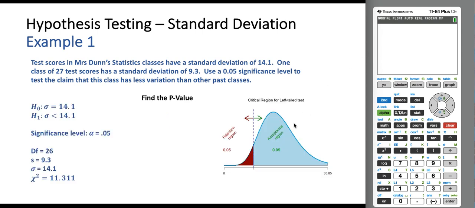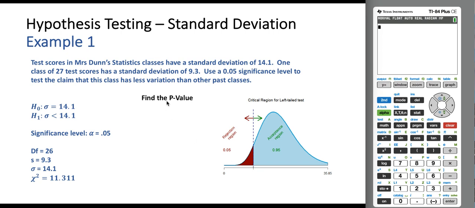Now I have this figure up here so that you can understand roughly what's going on here. So remember, the chi-squared distribution is not symmetric, okay? And what's really important that you understand is that as the degrees of freedom get higher and higher, it gets closer to a normal distribution. But when they're really small, it's way more greatly skewed. So the degrees of freedom in this problem is 26.